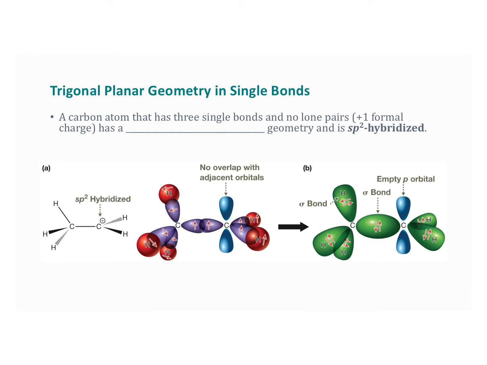Now, sometimes you can have trigonal planar geometry in single bonds. For example, if you have a carbon that has three sigma bonds here, with no lone pairs, so it's got this plus charge, it's going to have a trigonal planar geometry as well.